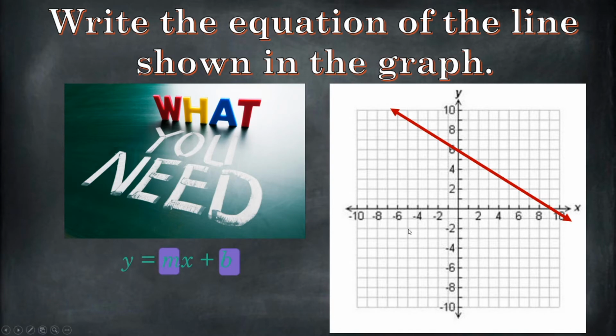So for example, this one, which we just did, you see that b is equal to 6, right? And then you can, of course, count down, and then to the right. So the rise is negative 2, and the run would be 3. So your slope is negative 2/3. That's exactly how you're going to do it.